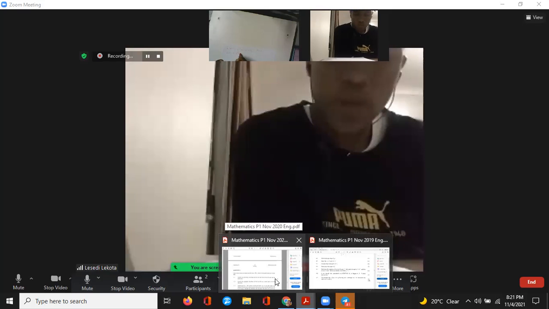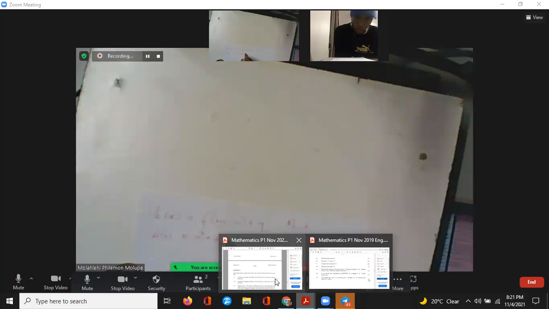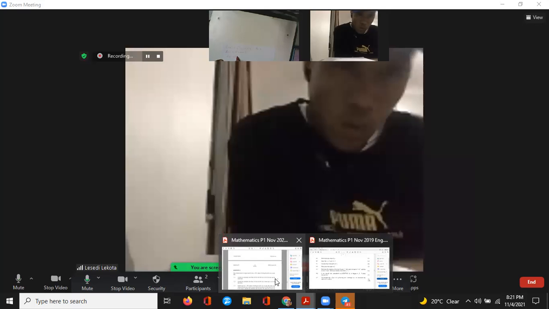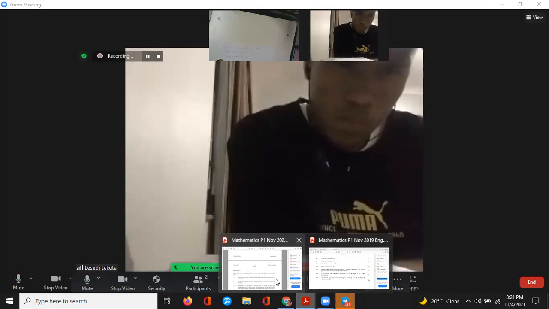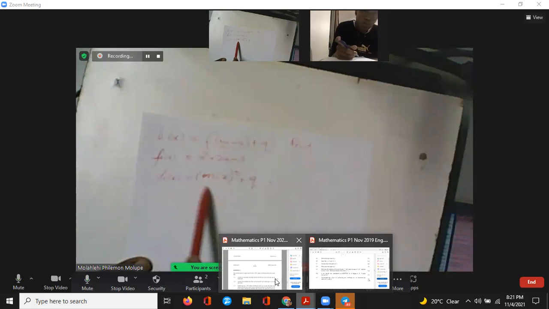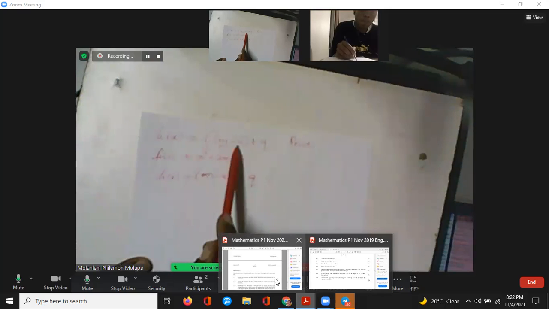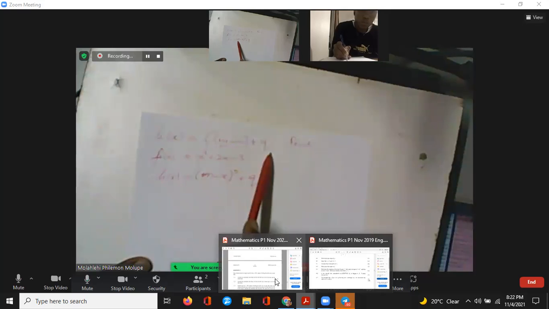X squared plus 2X then minus three. So for now, this is f at x. Therefore, h at x will look like f at (m minus x) all squared, then plus q. Don't forget to copy the example. That will be the new equation. You substitute this x by this, because that is f at (m minus x), then plus q.